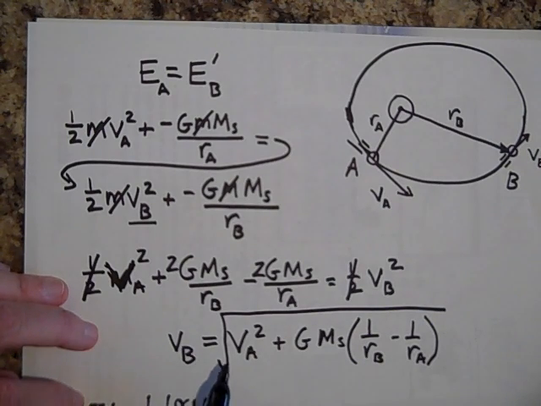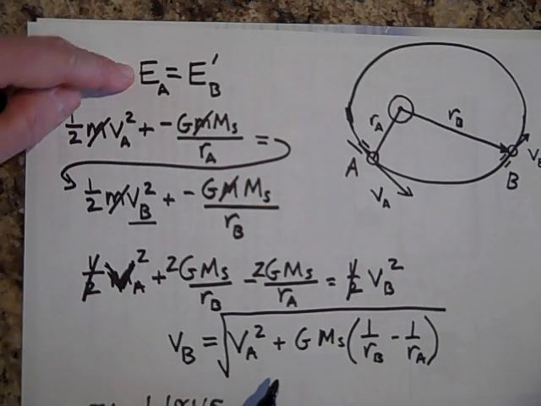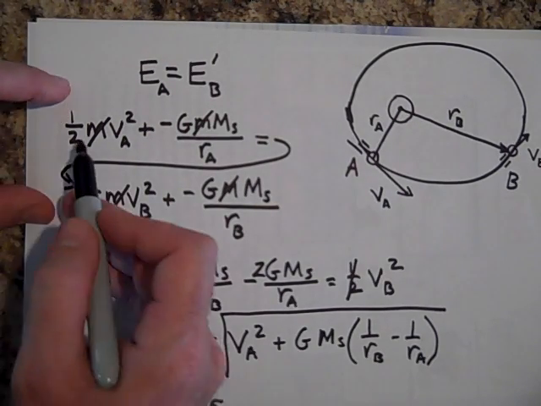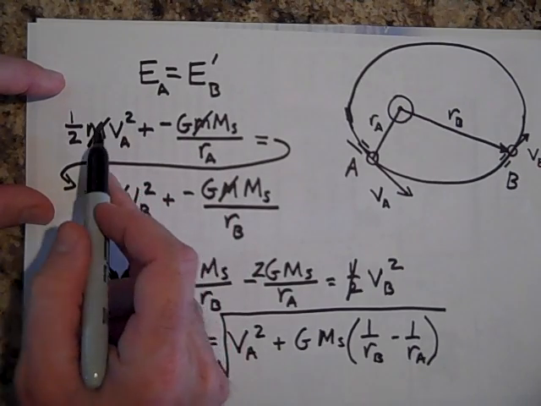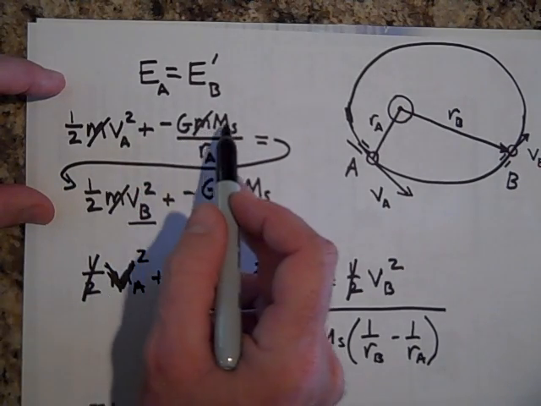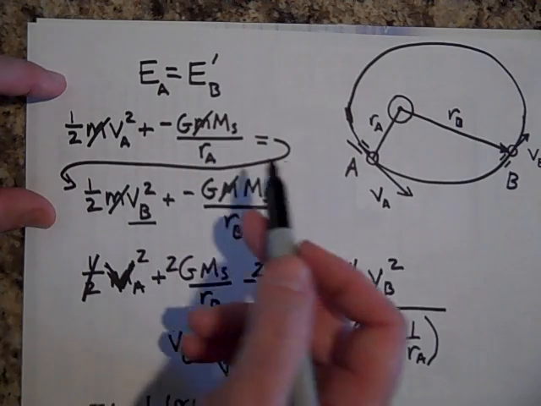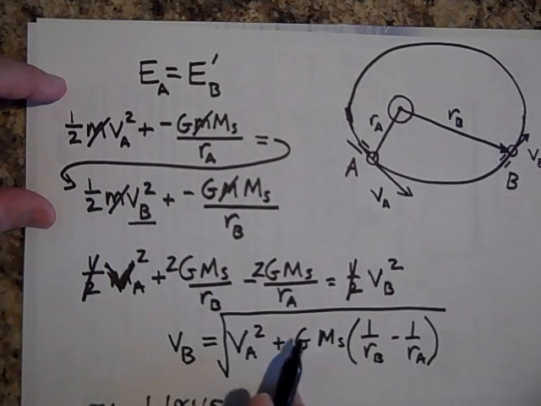Okay, one more time. Do you want to memorize all this? No, you're not going to memorize this. You can just start out with E equals E prime, and then you've already memorized 1/2 mv squared and negative G m1 m2 over r. So you just apply it, and depending on what you want to solve for, you just solve for that.